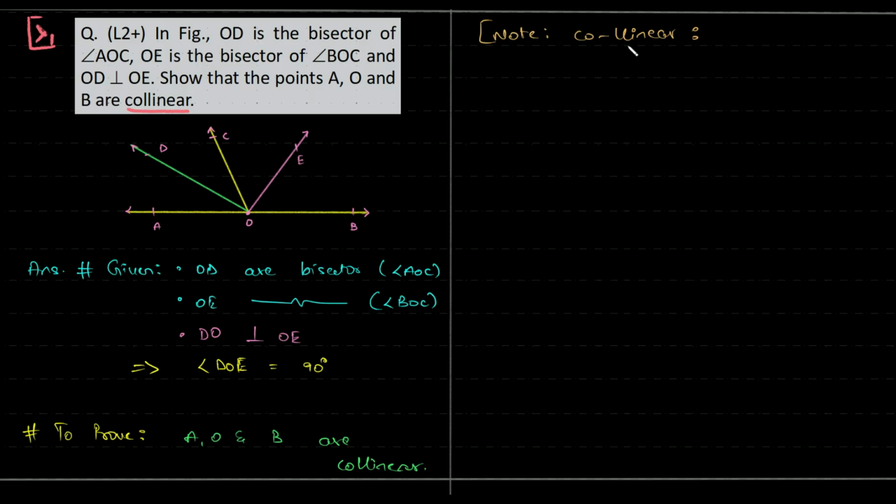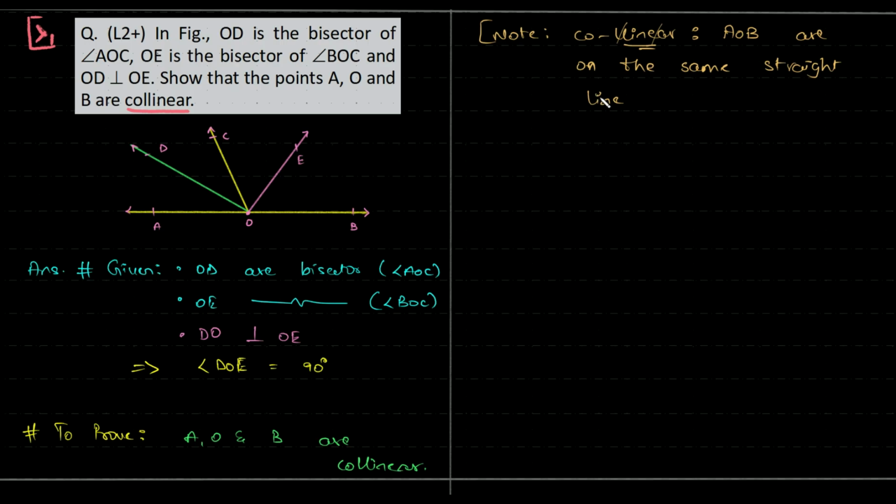Linear means what? You can see the word line over there. So what do you think it's relating to? Co means with respect to each other, right? They are on the same straight line. So basically it means that A, O, B are on a straight line, on the same straight line. It's not a definition, but this is the basic idea of collinear. A, O, B are on the same straight line.